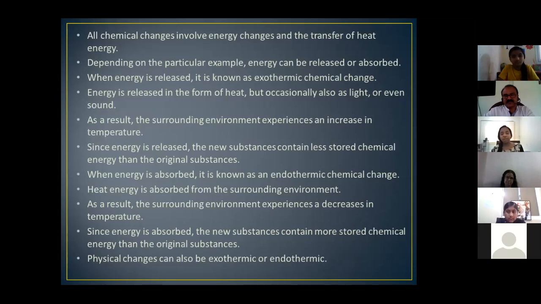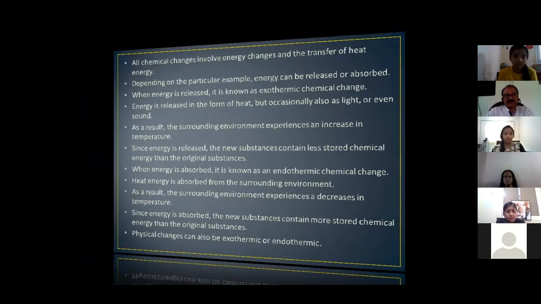Next is the endothermic chemical change. It is obviously when the energy is absorbed. Endo means inside, so you can remember it like that. Heat energy is absorbed from the surrounding environment. So when heat is absorbed from the environment, the surrounding area will be much colder. Since energy is absorbed, the new substance contains more chemical energy than the original substance. Physical changes can also be exothermic or endothermic.